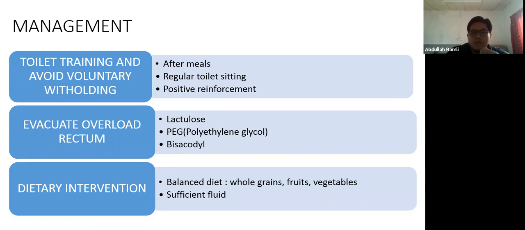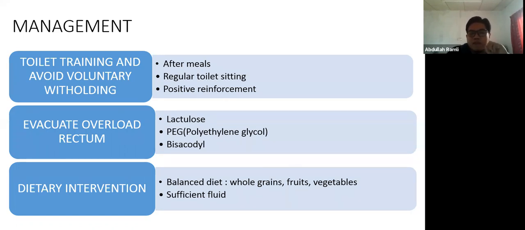And the next one is to evacuate the overload of the rectum. So what we can give, we can give lactulose, polyethylene glycol, or bisacodyl. It depends on what the patient needs. It can be gradually tapered off later on.